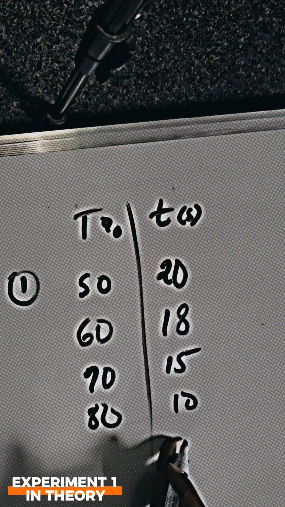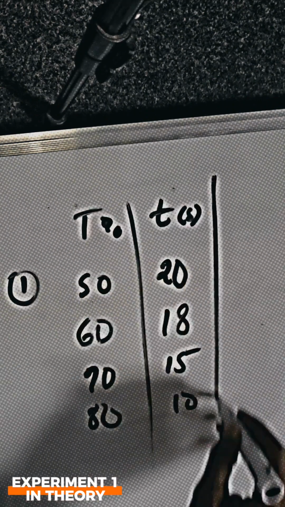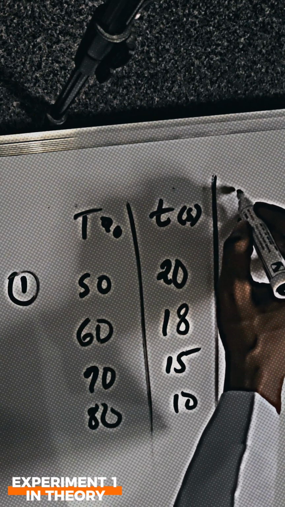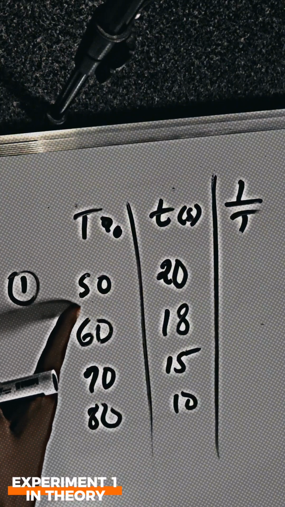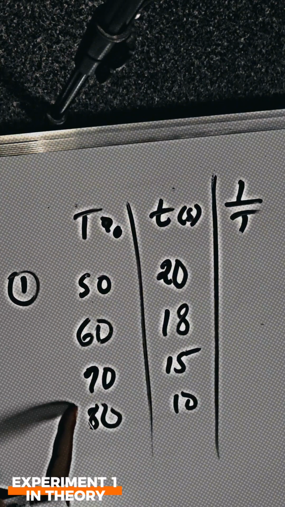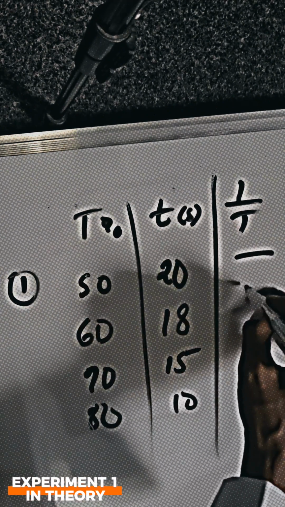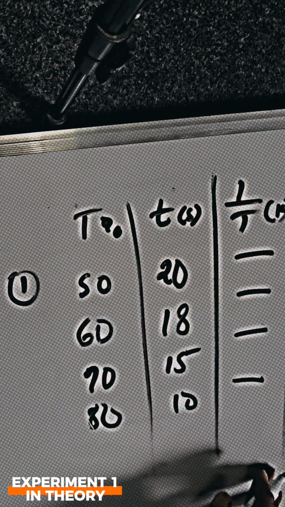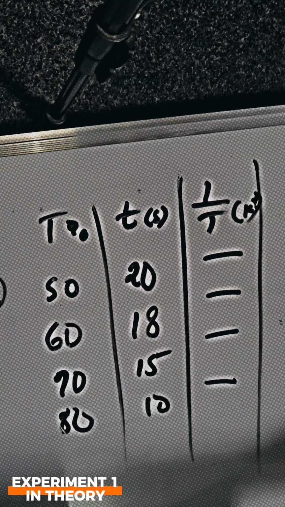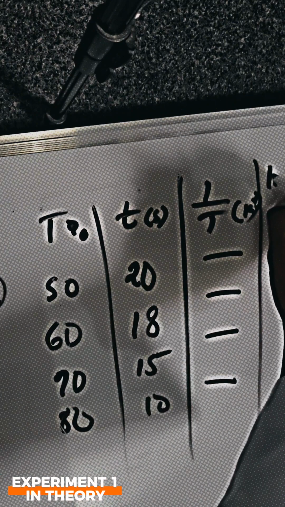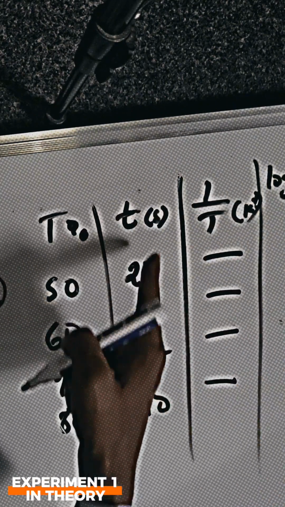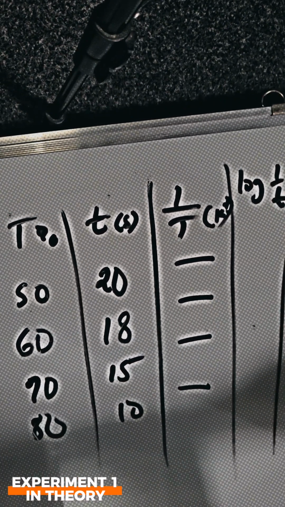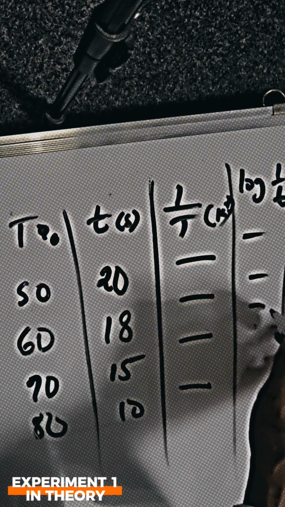So you have this, okay? Then you are expected to have a column for 1 over T, but bear in mind you have to convert this to Kelvin. Convert these values to Kelvin. So 50 plus 273, whatever it gives you, is going to be here. Then you take the inverse. So the unit here is K inverse. Now after having the inverse, you're going to have log 1 over T. So take the inverse of this, take the log, and you have it in this other column. So log 1 over T is going to be here, with all your values.